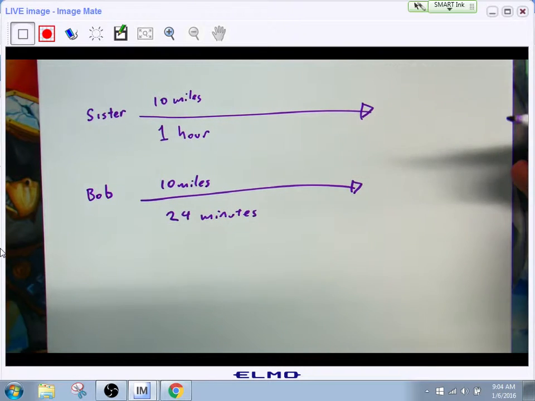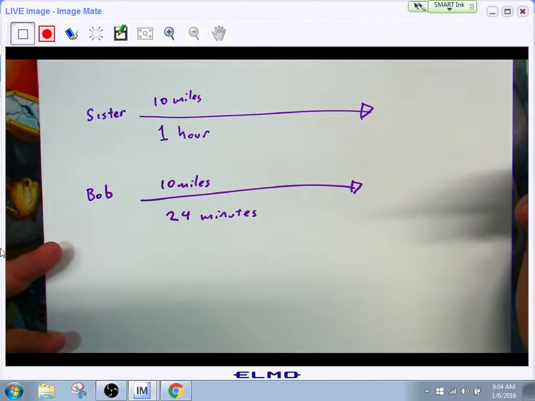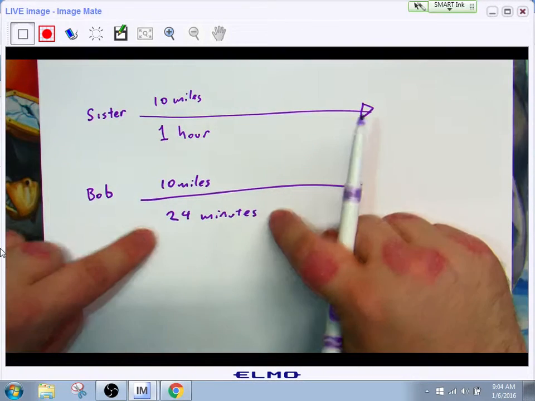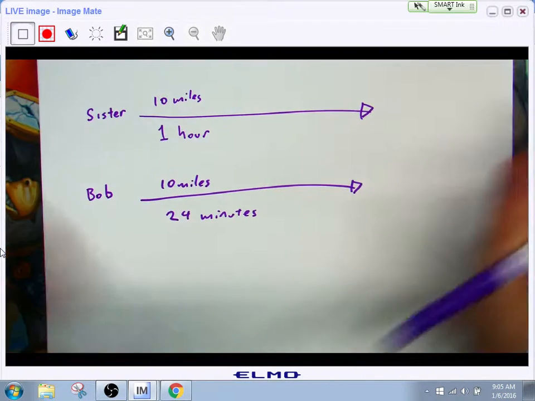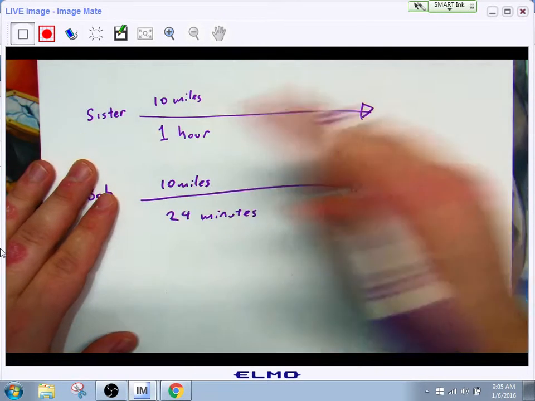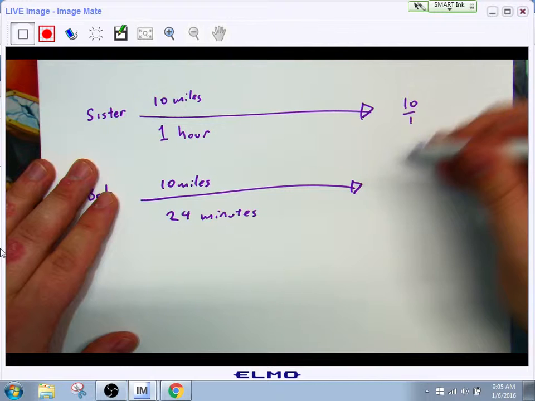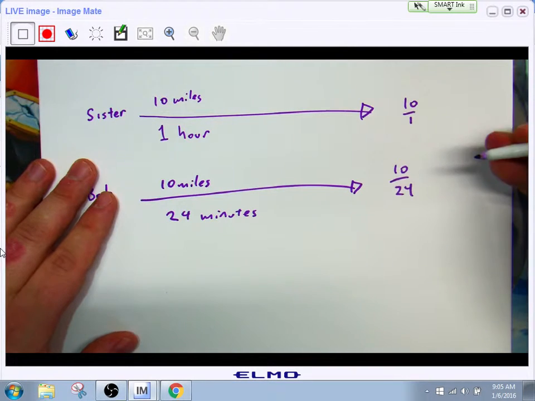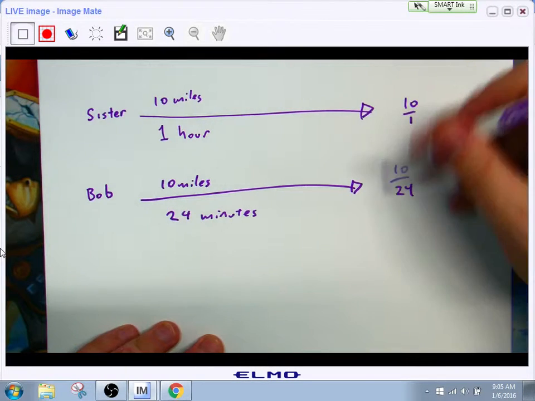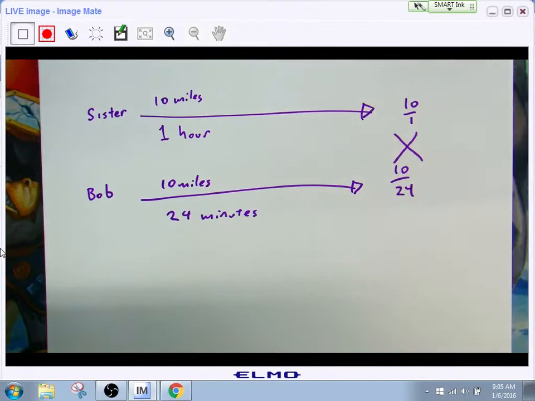And to be able to do that, we need to convert our units. Now we can either convert hours to minutes, or we can convert minutes to hours. It doesn't really matter as long as we're consistent. Because if I were just to compare these, this would be 10 over 1, this would be 10 over 24, but we're comparing hours and minutes here. We're not comparing like and like. So this relationship doesn't make sense. Yeah?